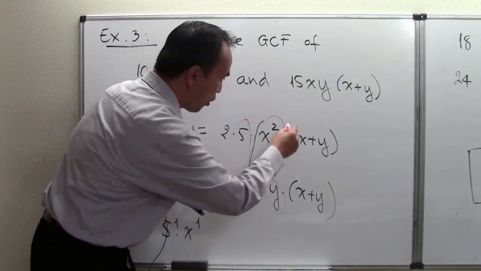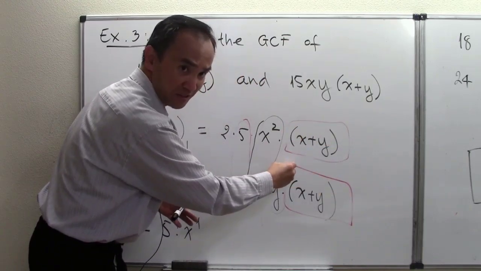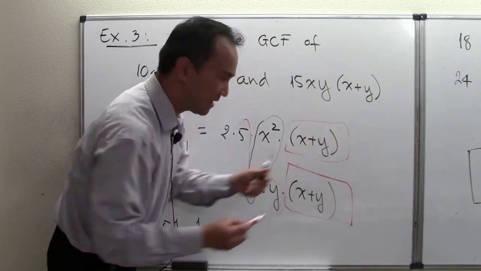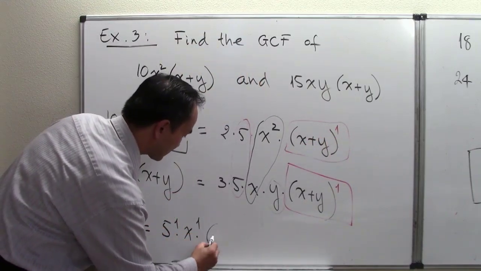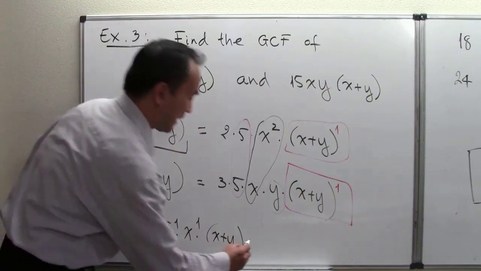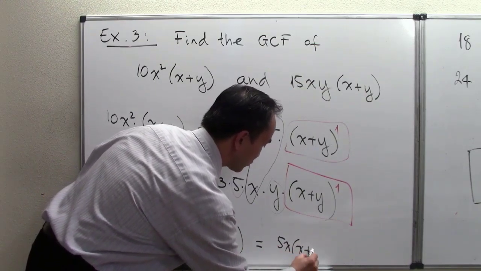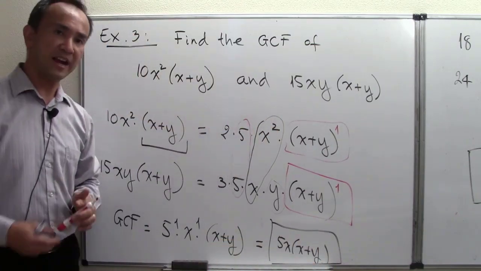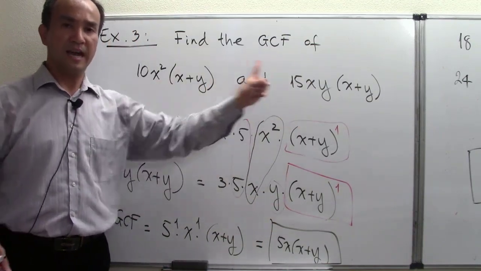But the whole x plus y, and x plus y, that is a common factor, a common crazy big factor. We can include it there. And the power here is 1. It really isn't written, but it means power 1. So we put in x plus y. So in the end, our final GCF appears to be 5x times x plus y. That's the GCF, the greatest common factor between these two algebraic expressions.